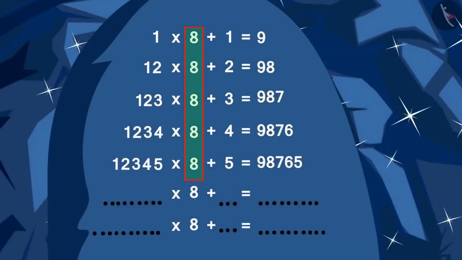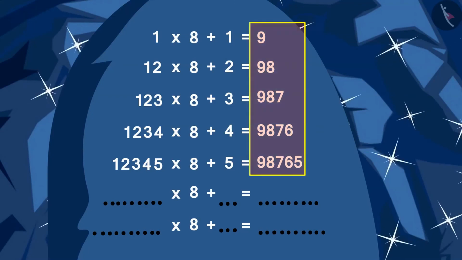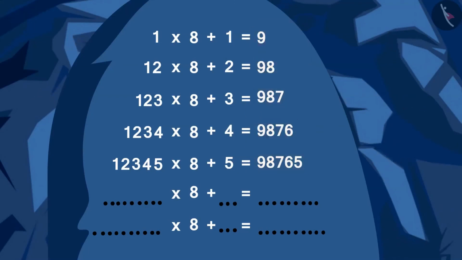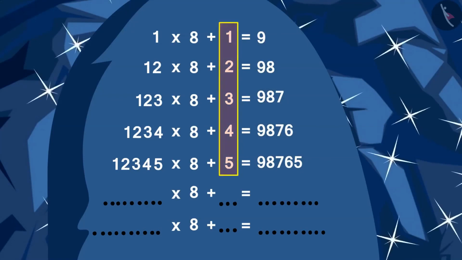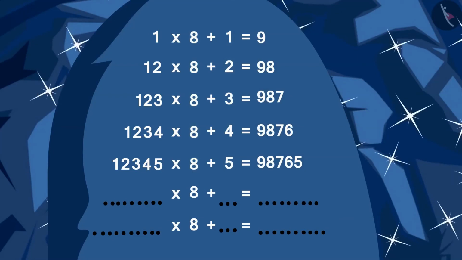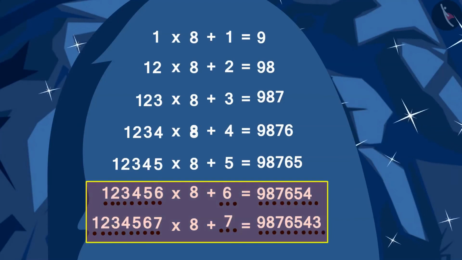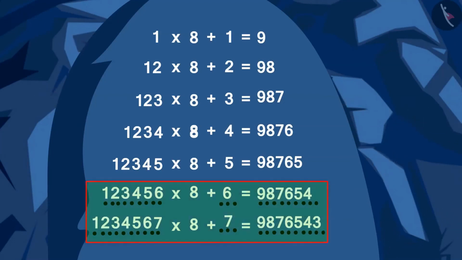Every time the number being multiplied by 8 is written as increasing number of digits. It is also the number being added after multiplication. And in the answer, the digits are written in a decreasing order, matching the length of the number being added after multiplication. According to this rule, we can fill in the blanks of this number pattern in this way.